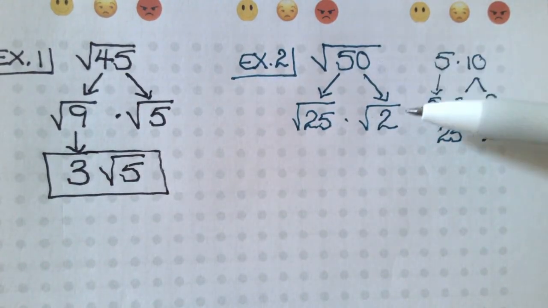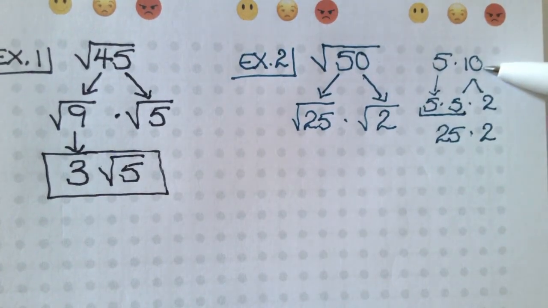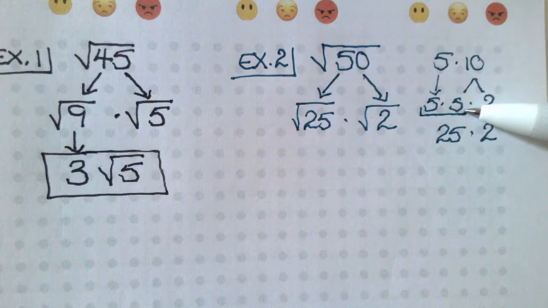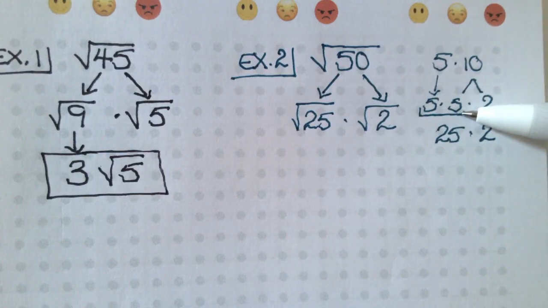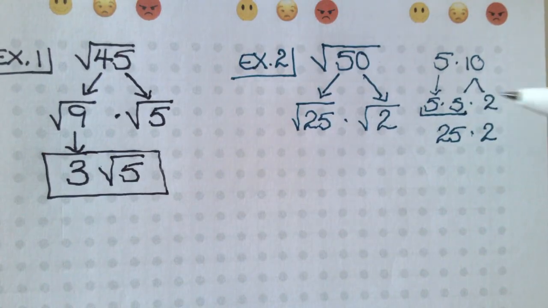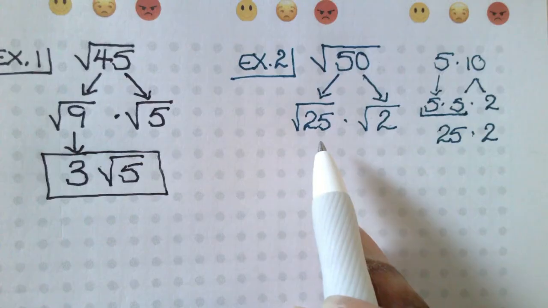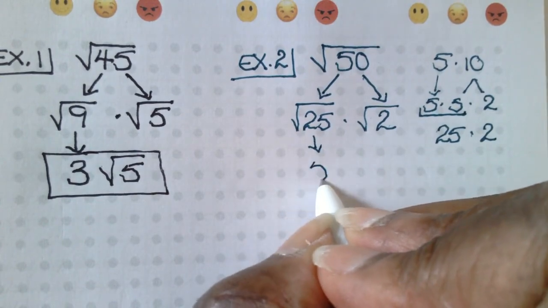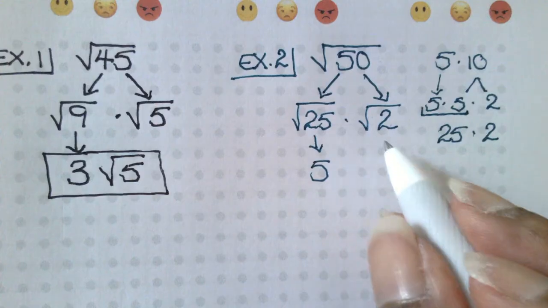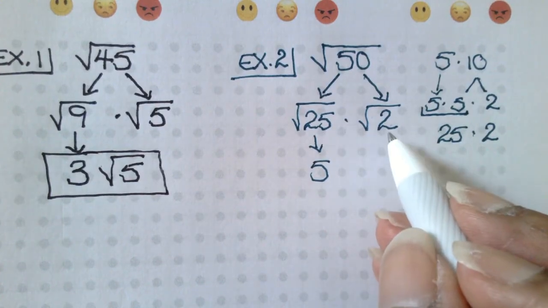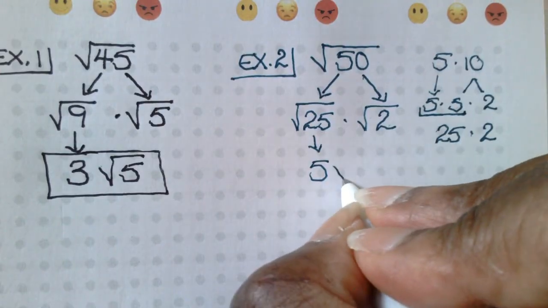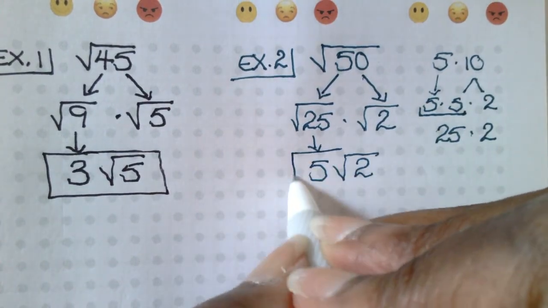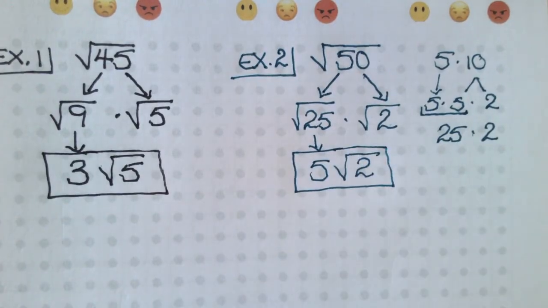So if you can't see it from the beginning, try to break down what you know to see if you can get a perfect square. Because 5 times 5 is the same as saying 5 squared. Okay? So now with that, we're going to break down the square root of 25, since that's a perfect square, it gives me a whole answer of 5. And now the square root of 2, since 2 is prime, if we can't break it down, we simply bring it down. Okay? So our solution is going to be 5 square root of 2.